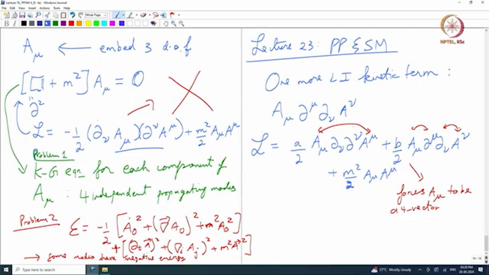Now let us do other tests. Let us check what the equation of motion is. Okay. So what is the equation of motion? I get the A term gives me this, the B term still contracts derivative with field, and the mass term just goes for a ride.